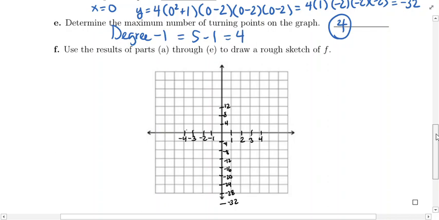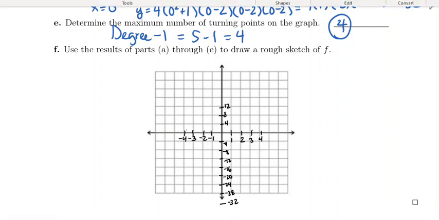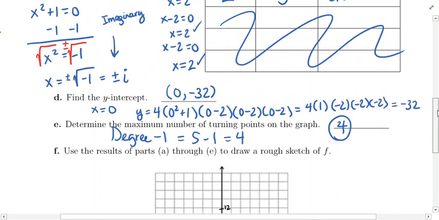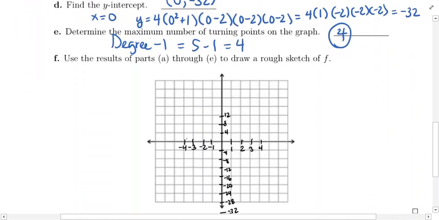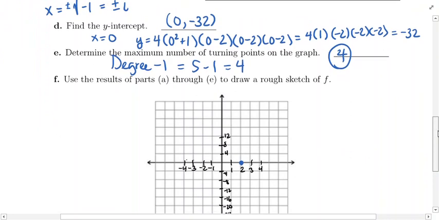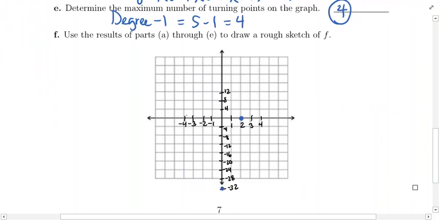So now I need to put some points that I know are on the graph. We know we have an x-intercept at x equals 2. And we also have a y-intercept at (0, negative 32). That's going to be right here. So your polynomial function is going to have to go through these 2 points. All right. So let's see here. We can basically go ahead and connect the dots.